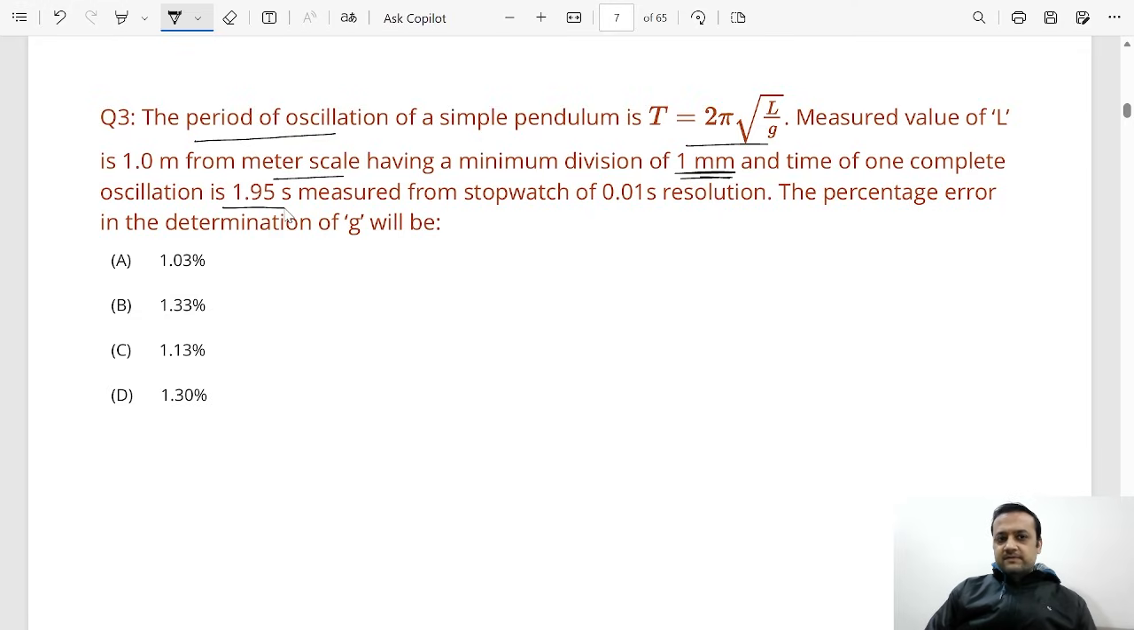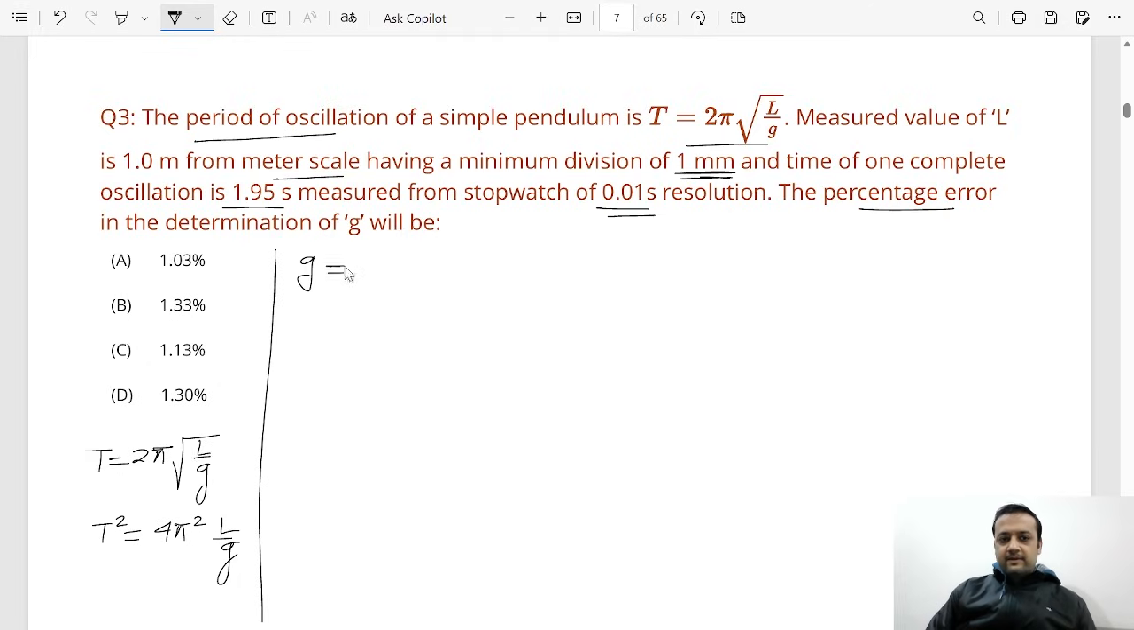Time of one oscillation is 1.95 seconds with a stopwatch of 1.01 seconds. So this becomes the least count over here. We have to find the percentage error in the determination of G. So if you look at the formula, this becomes 2 pi root of L by G. Now I think almost everybody knows how to solve this kind of a question. 4 pi square L by G, squaring this will give you this equation. So gravity will become L upon T square into 4 pi square.